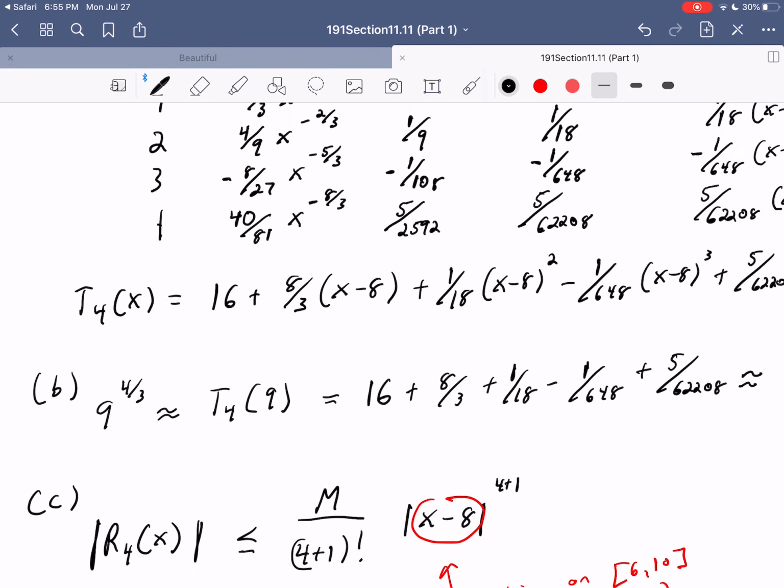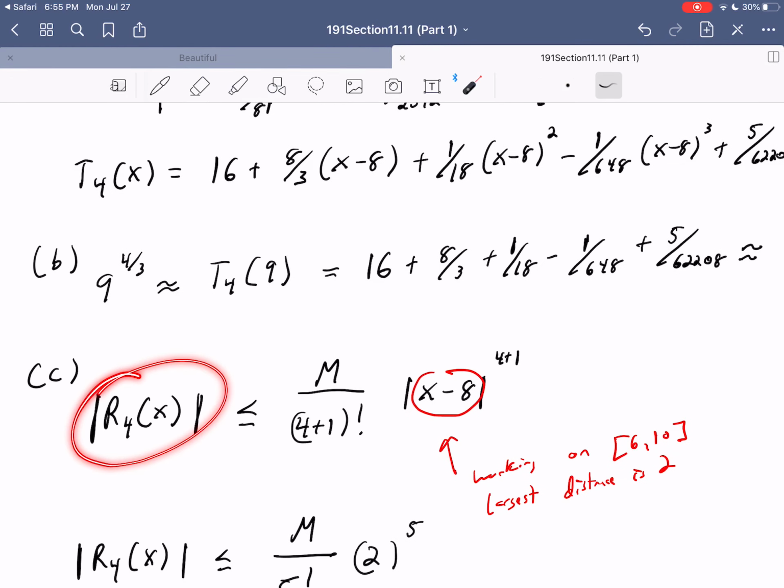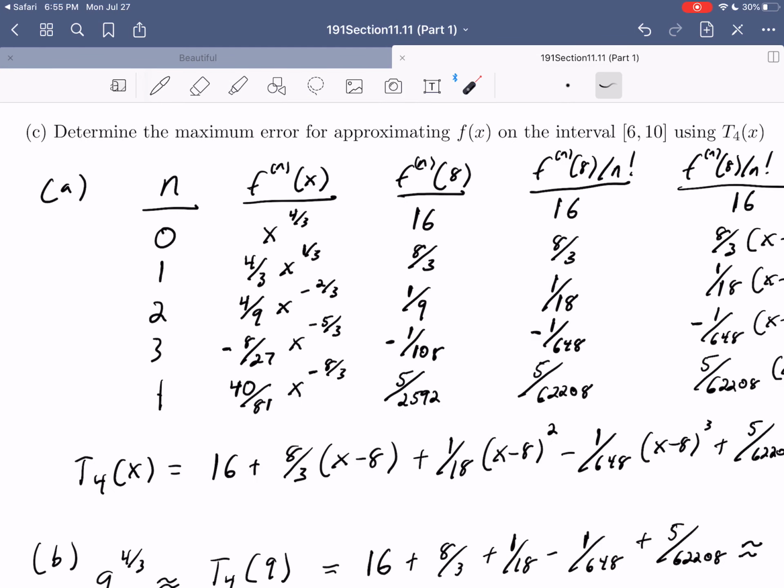Since we're doing R4 here, we need to look at the 5th derivative. To get the 5th derivative, well, we can just take the last one that we had back here. That should be 4 there. I don't know why that got cut off. But we just need to take one more derivative here.